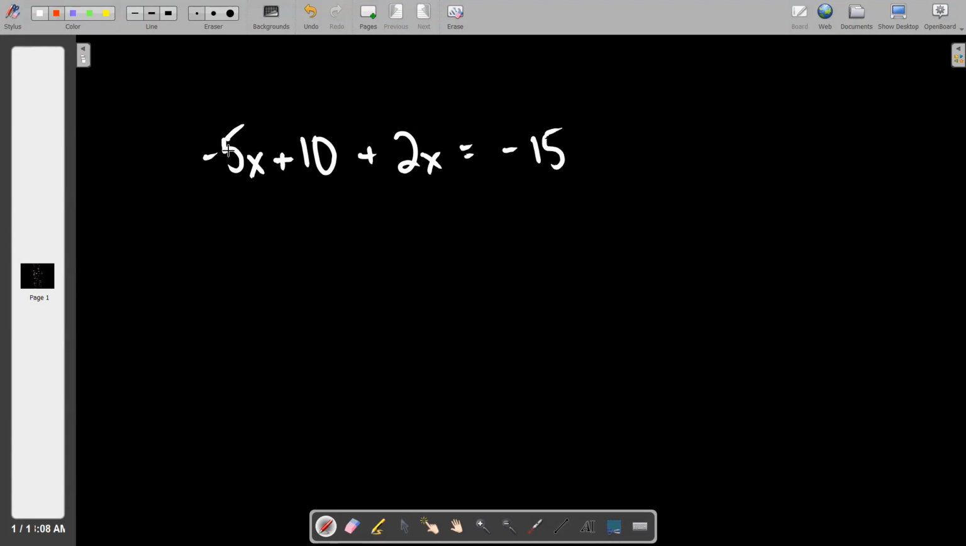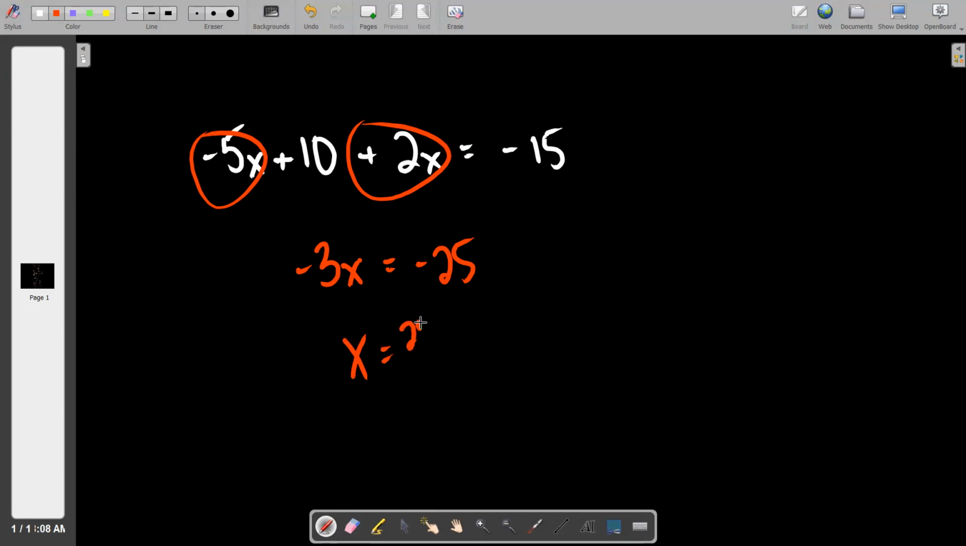Yeah, you guys are answering questions well. Combine these like terms. And remember, because they're on the same side, you just literally combine them. What's negative 5x plus 2x? Negative 3x. And while we're here, why don't we go ahead and subtract that 10 to the other side? What do we get over there? Negative 25. And then we would divide by negative 3 and get x equals 25/3. Still good? Okay. I'll switch colors so you can kind of see what I'm doing.